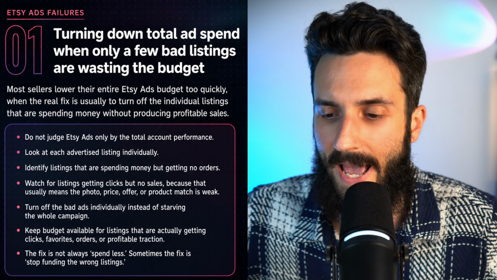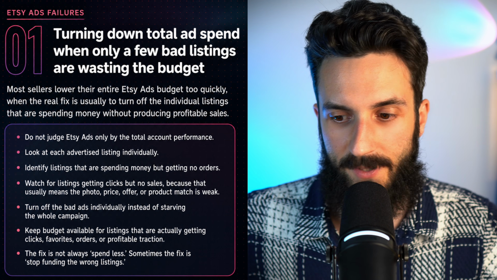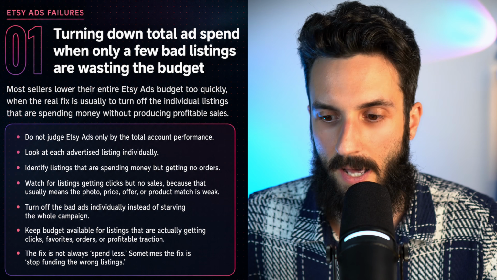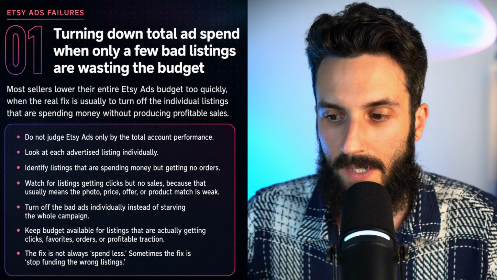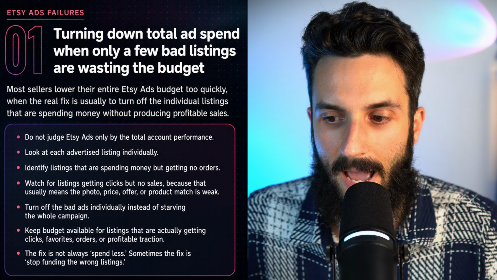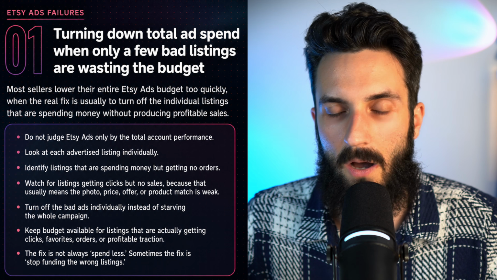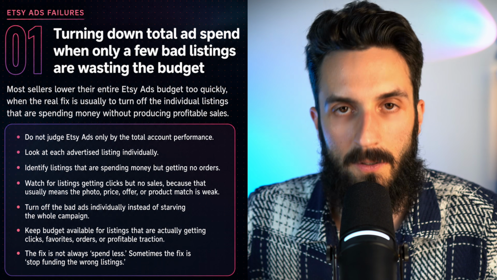Turn off the bad ads individually, please, instead of starving the whole campaign. I've seen people completely lose out on a lot of money just by not doing that. Keep budget available for listings that are actually getting clicks, favorites, orders, and profitable traction. That's how you're going to do that. The fix is not always spend less. It's usually never that. Sometimes it's stop funding the wrong listings. It's always that.